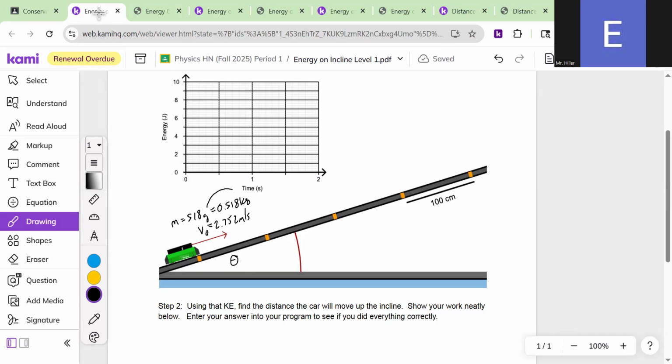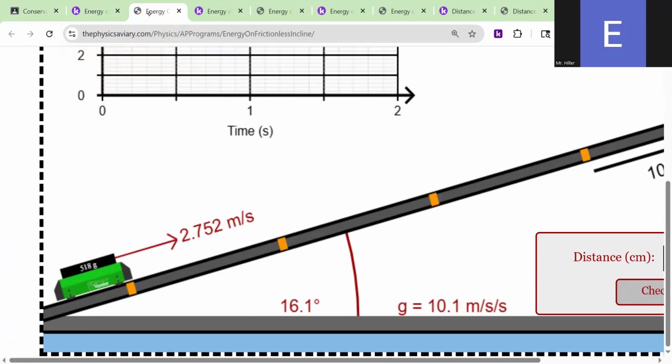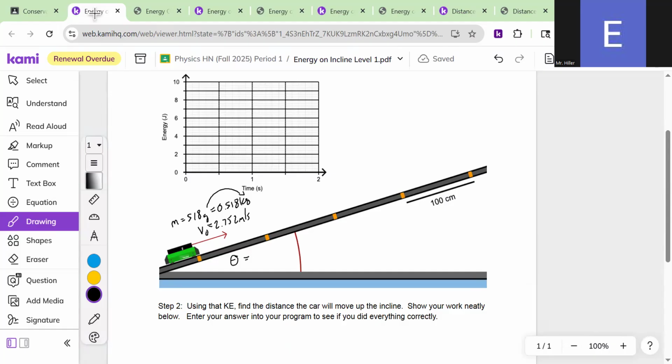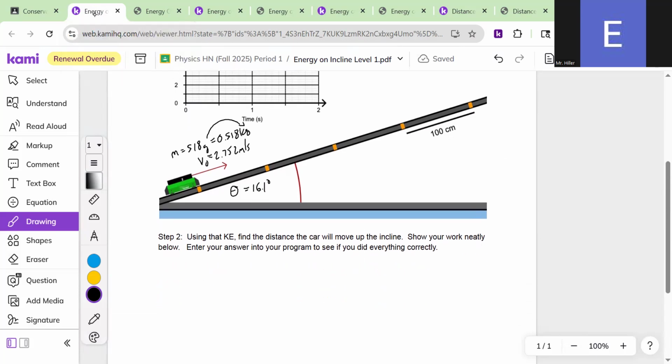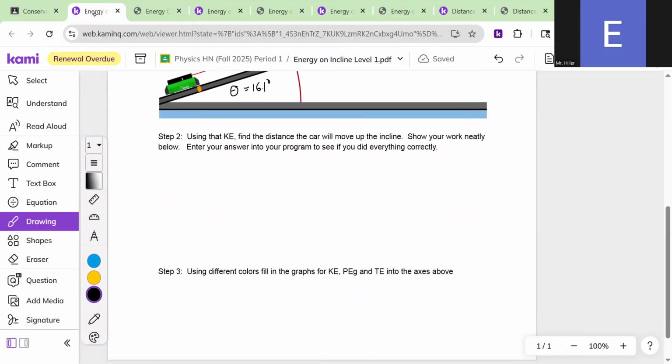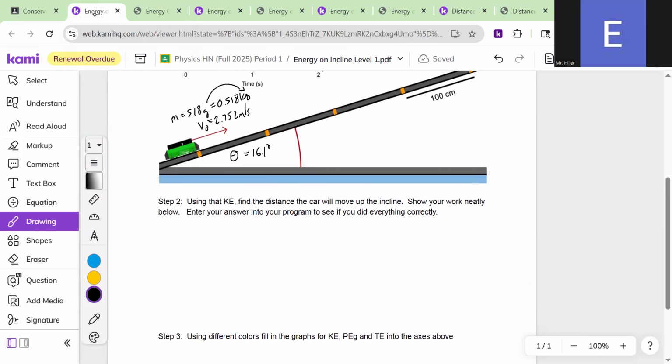Remember to convert from grams to kilograms instantly. 518 grams in my case is 0.518 kilograms. My angle appears to be 16.1 degrees. And the goal, here's what we're going to do. Using that kinetic energy, we're going to find the distance the cart will move up the incline. So basically, here's sort of the plan.